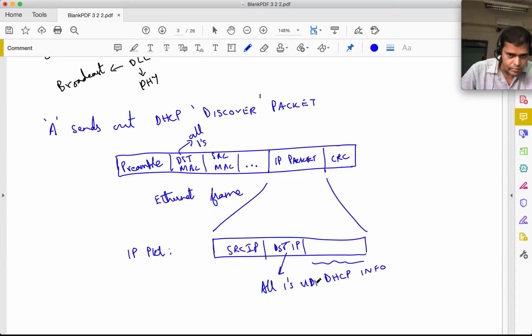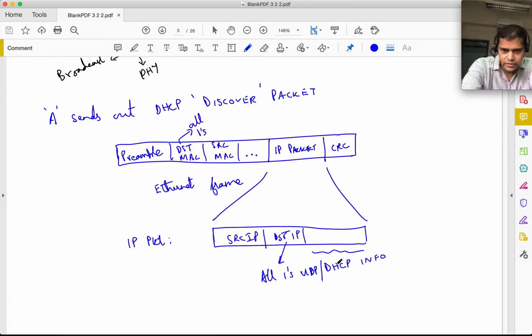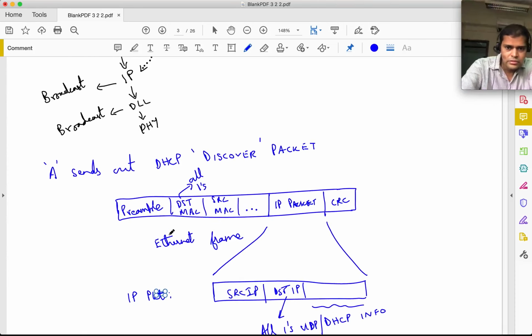So I would say UDP and the DHCP application layer information. The UDP port number and everything is in here. So everybody is going to receive this frame because they see it's broadcast. They hand it up to the next layer, and the IP layer sees that it is a broadcast, so it hands it up to the DHCP application, if at all it is running there. If port 68 is open, then of course it's going to send it there, but if it is closed, of course it would just discard that particular packet.